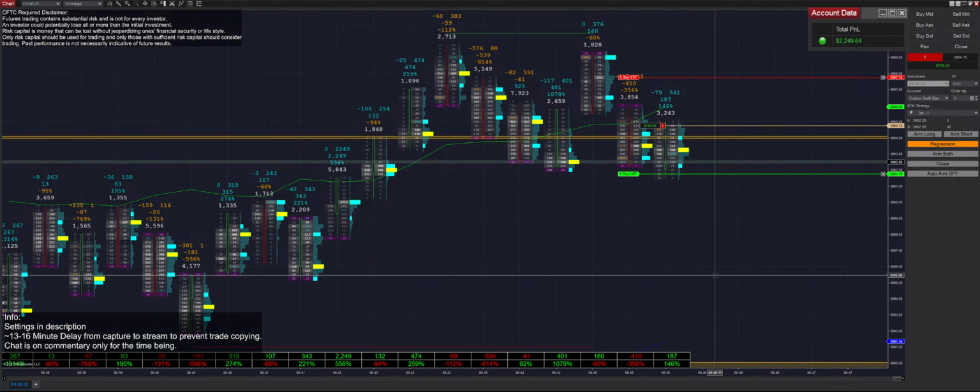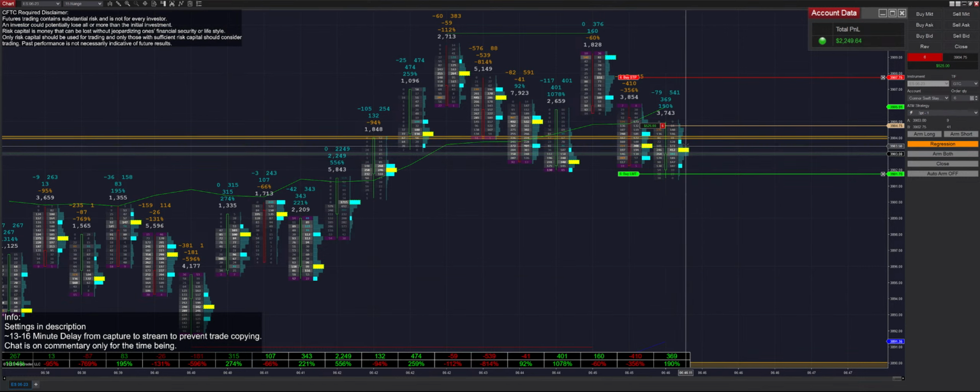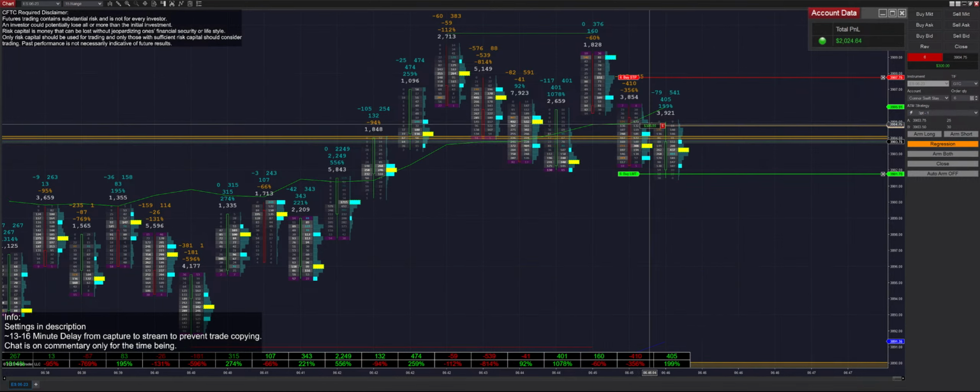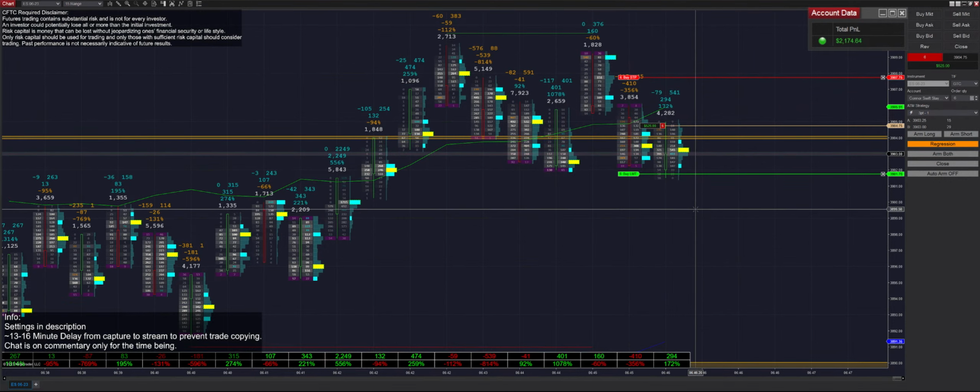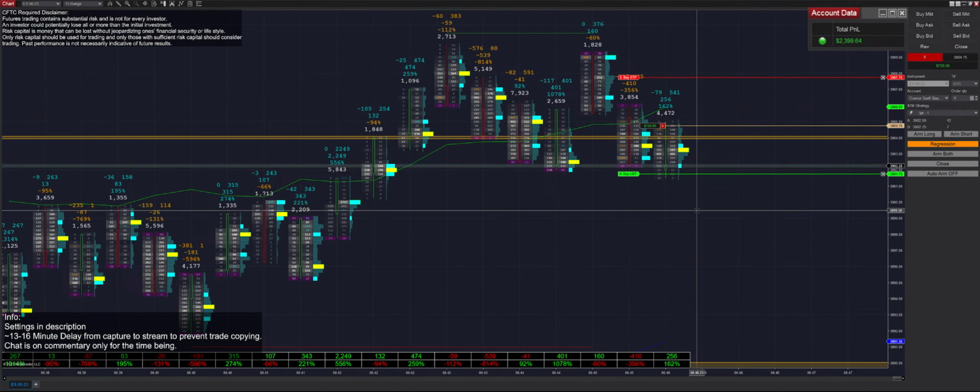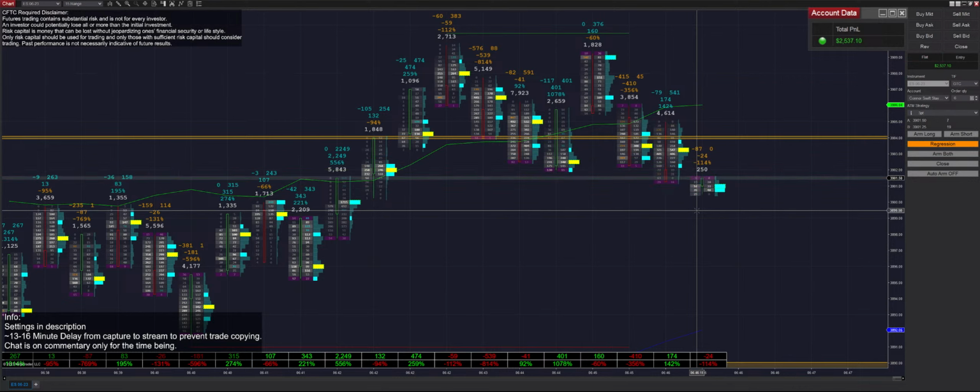Okay, so seeing there we got filled into a trade right on this zone here. So stop loss is quite far away. Price moved in our favor almost immediately. Target filled. There you go. Easy fill.